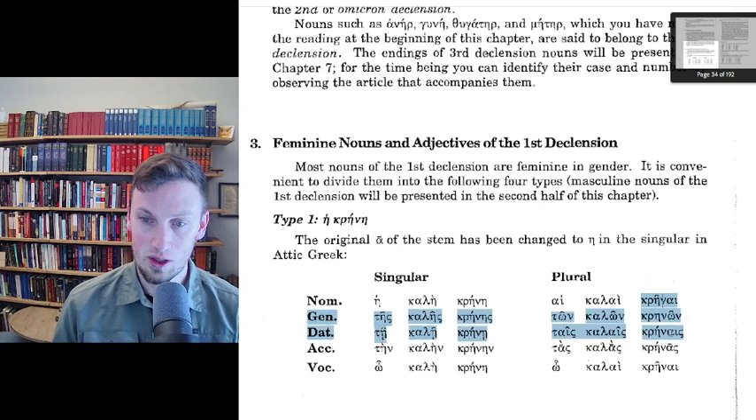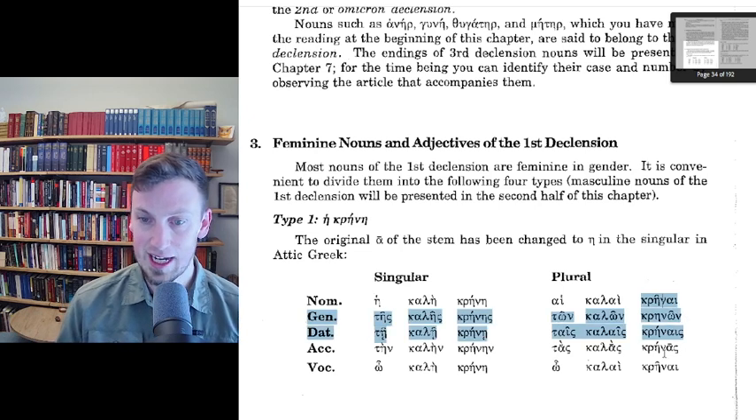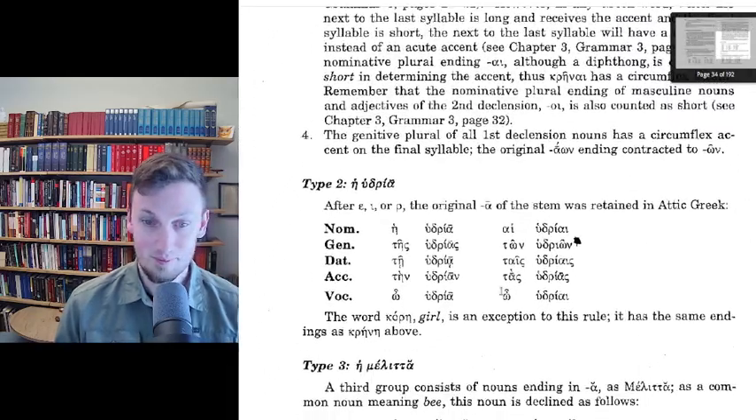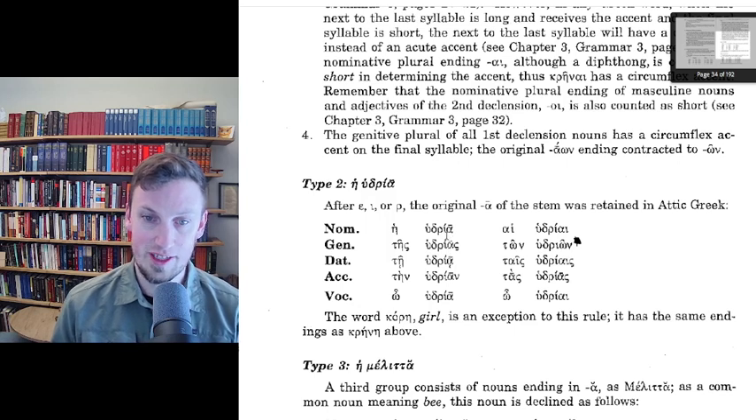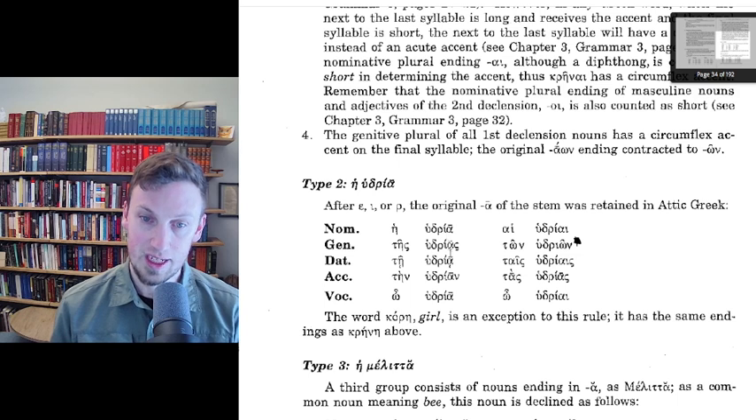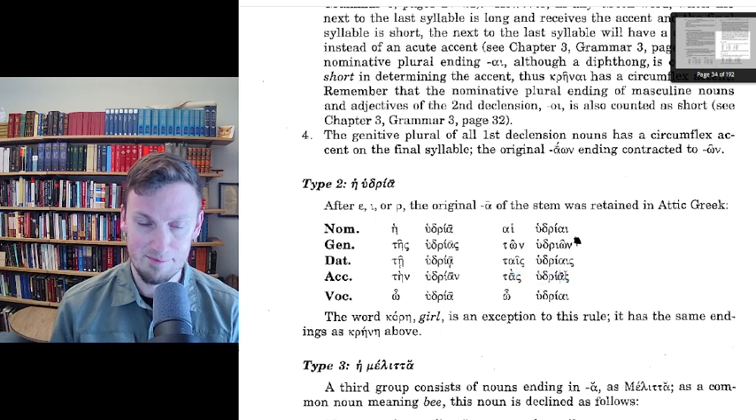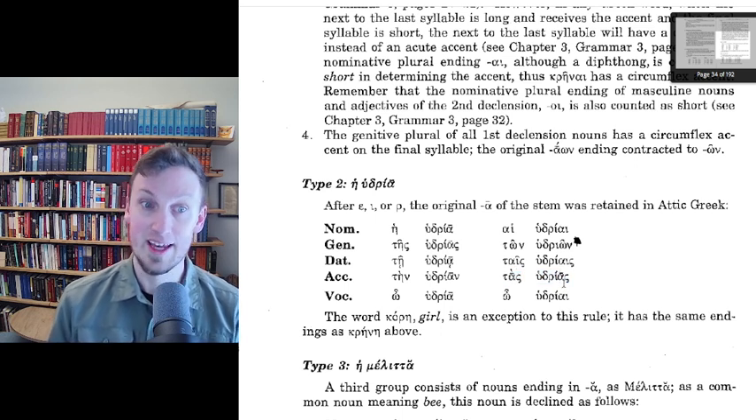See? Krenai, krenon, krenais, krenas. So those stay the same, which is nice. But your singulars here all change from etas, krene, over to alphas: hudria, hudrias, hudria, hudrian. And you'll notice there's a real ambiguity here. Tes hudrias versus tas hudrias. If only there was some way to tell the difference between these two nouns that are spelled exactly the same. Oh wait, there is. It's the article, right?